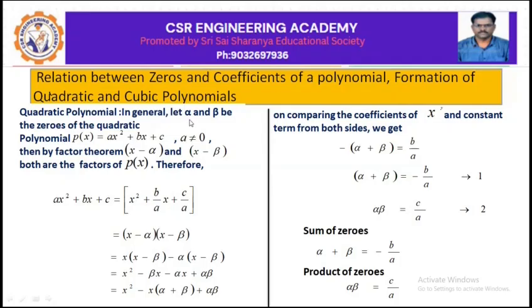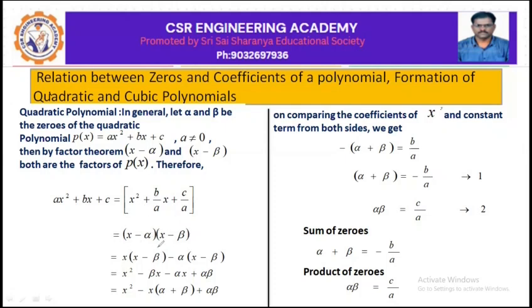Quadratic polynomial. In general, let alpha and beta be the zeros of the quadratic polynomial p of x is equal to ax square plus bx plus c, a is not equal to 0. Then by factor theorem, x minus alpha and x minus beta both are factors of p of x. Therefore, ax square plus bx plus c, dividing each term by the x square coefficient a, is equal to x square plus b by a into x plus c by a, which is equal to x minus alpha into x minus beta.